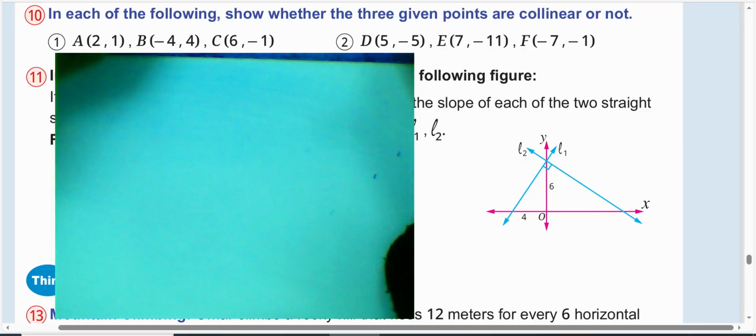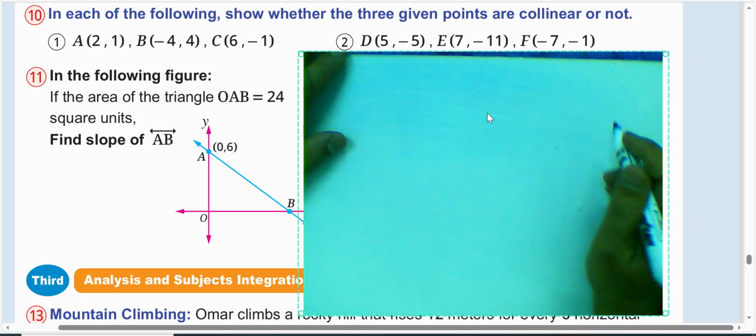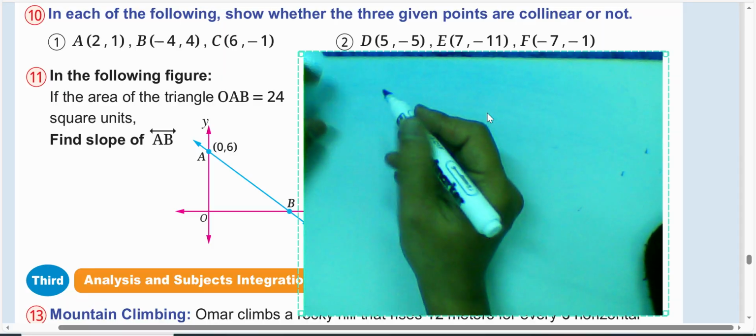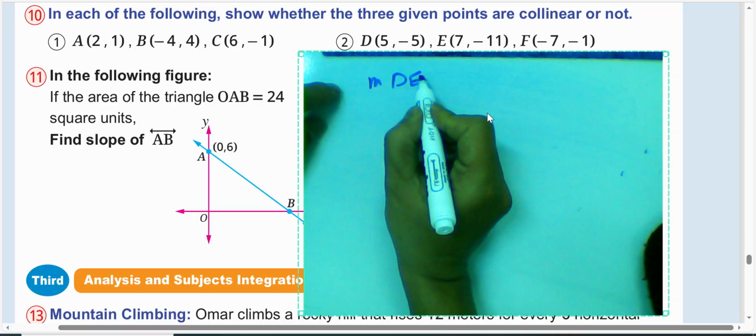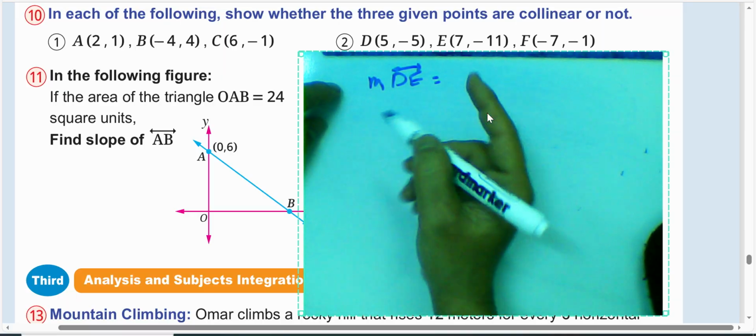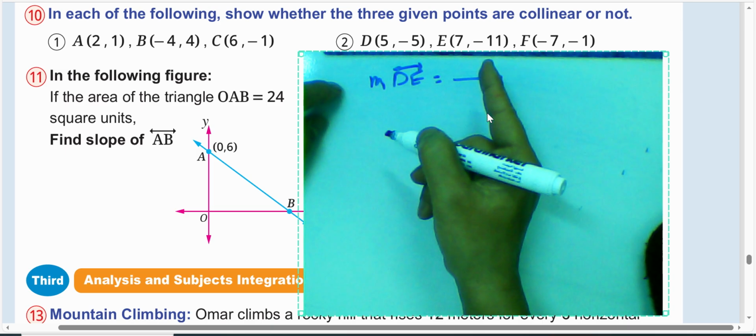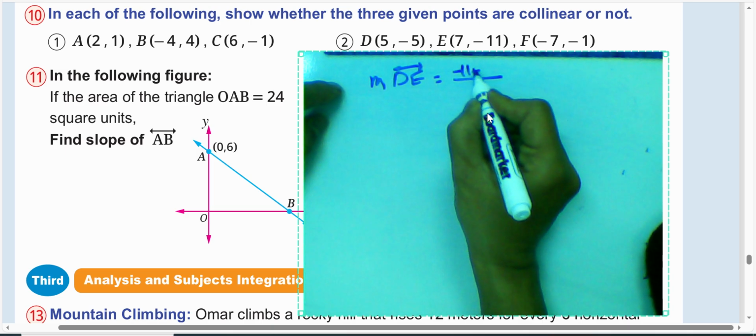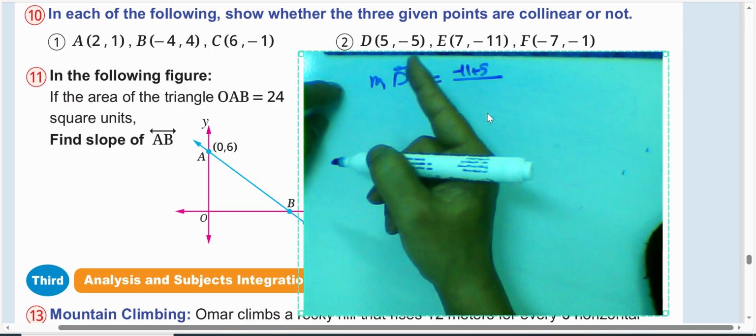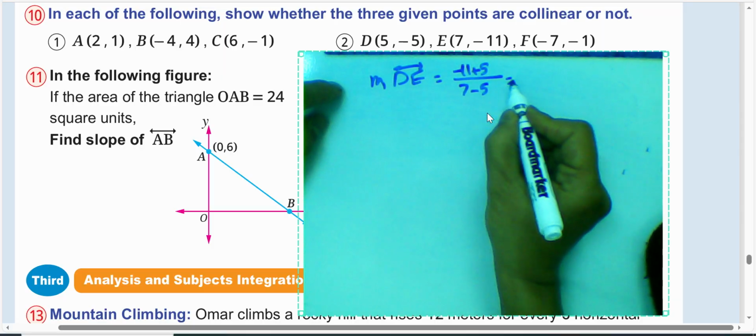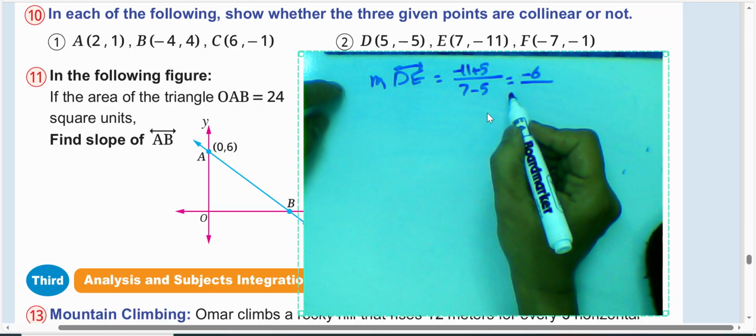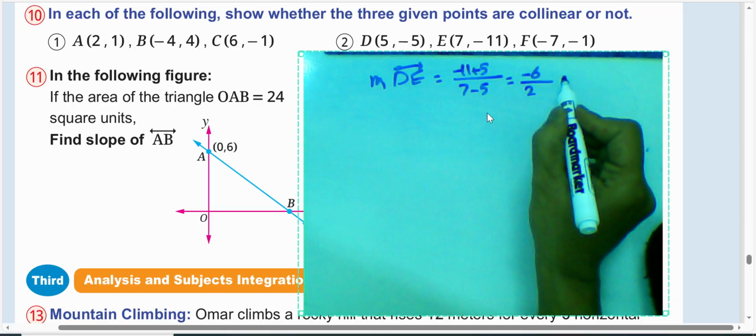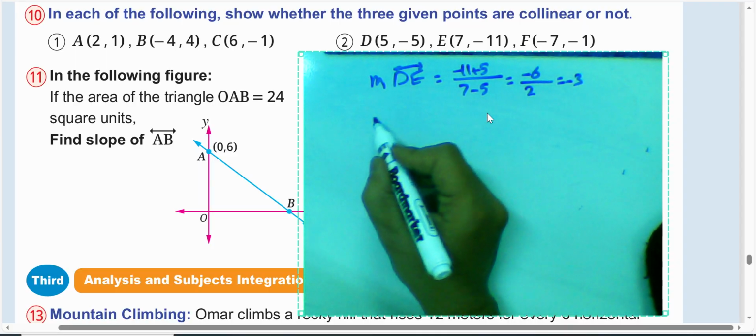Next question, number 2. You can find the slope of DE first. Slope of straight line DE. Look here: negative 11 minus 5, it will be negative 11 plus 5 over 7 minus 5. Negative 11 minus 5, right? Negative 6. And here 7 minus 5 equals 2. The result will be negative 3. This is slope number 1.